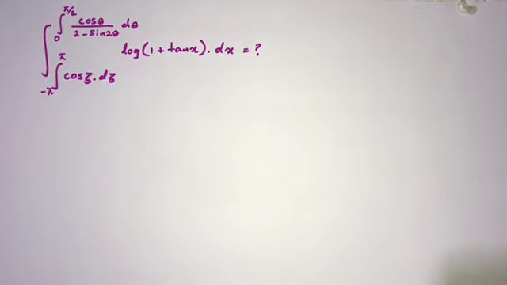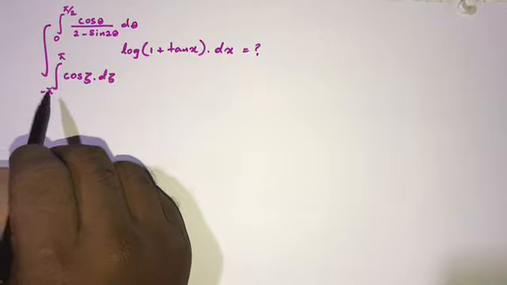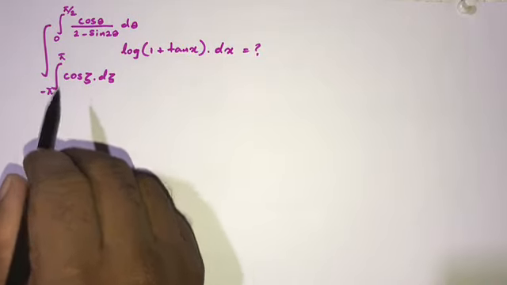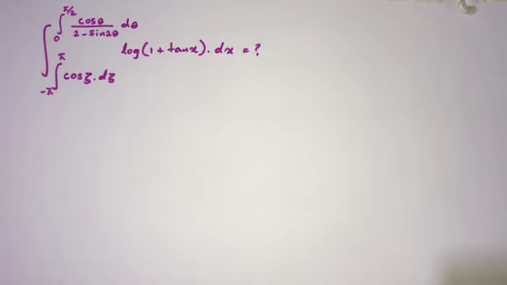Today we are going to solve another interesting integral. Lower limit, integral from minus π to π of cosine of θ dθ, and upper limit, integral from 0 to π over 2 of cosine of θ over 2 minus sine of 2θ dθ, of log of 1 plus tan of x dx. Okay, first we are going to find the lower limit and upper limit.